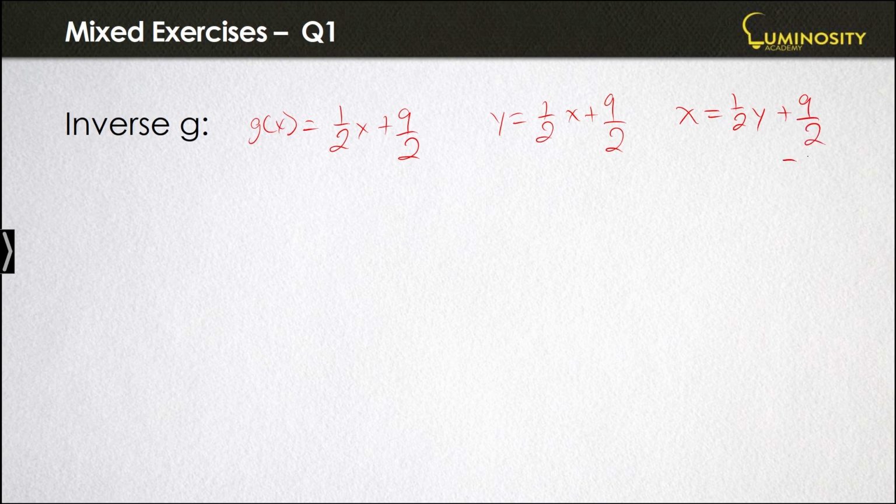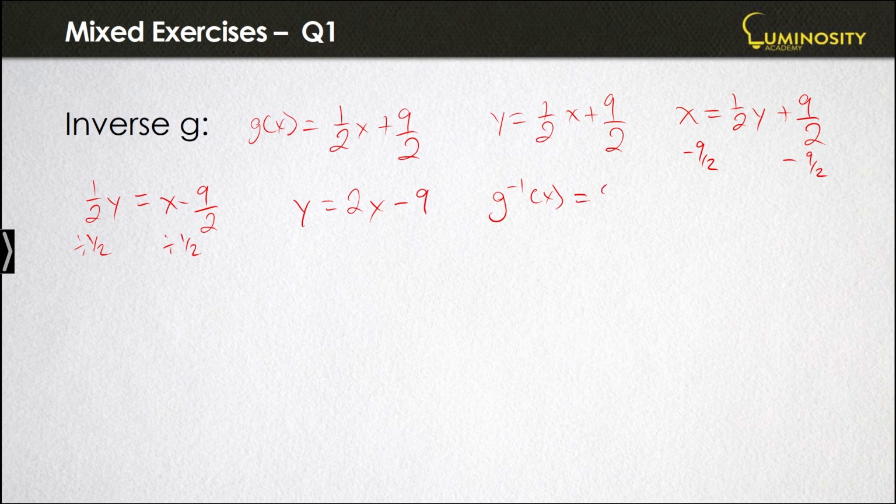Now we solve for our y. So we subtract 9/2 from both sides, and we have 1/2 y equals x minus 9 over 2. Now we want to divide by 1/2 on both sides. And so we have y equals, now x divided by 1/2 would just give you 2x. And then negative 9 over 2 divided by 1/2 would just give you negative 9. So that means that your inverse of g of x is 2x minus 9.